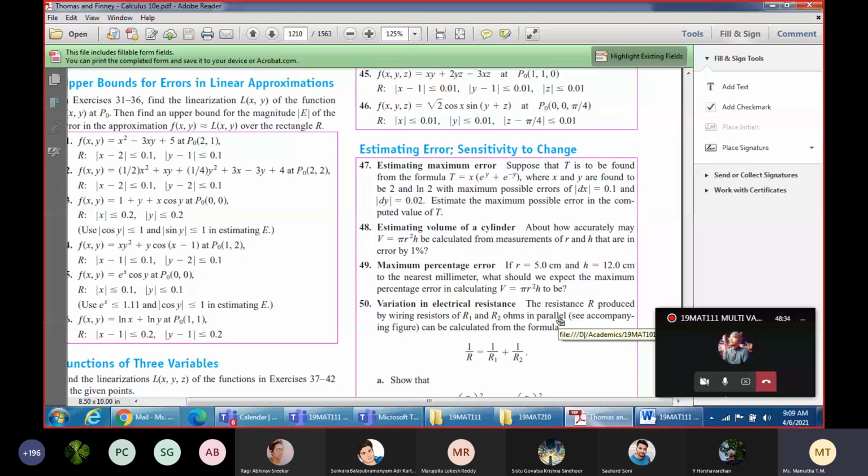Okay. So find out the partial derivative of t with respect to x, dou t by dou x. What will be the derivative? E power y plus e power minus y. Dou t by dou y will be what? X into e power y minus e power minus y. Correct? Yes, ma'am. Okay. So once you find the partial derivative, substitute in the formula.